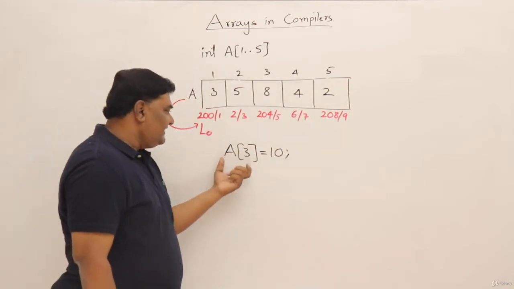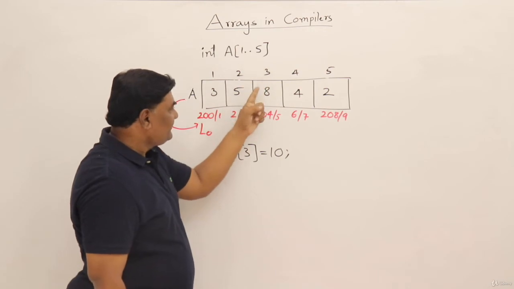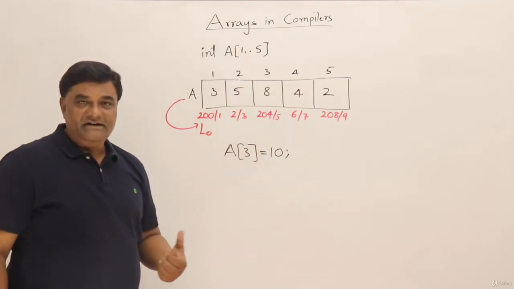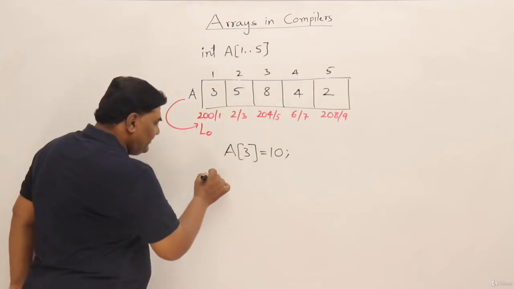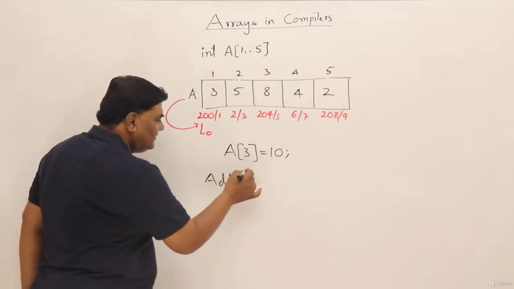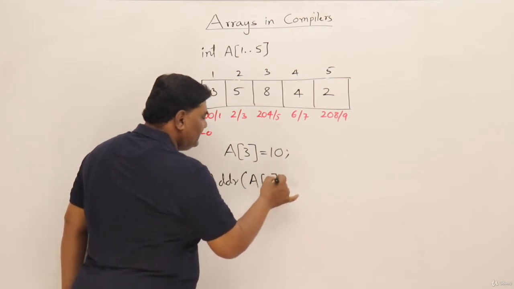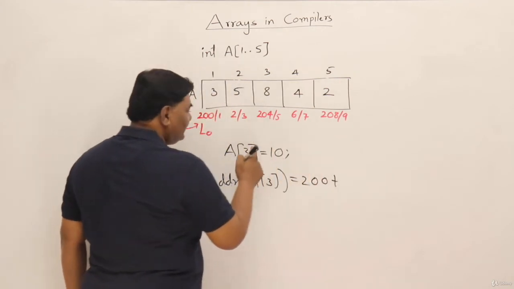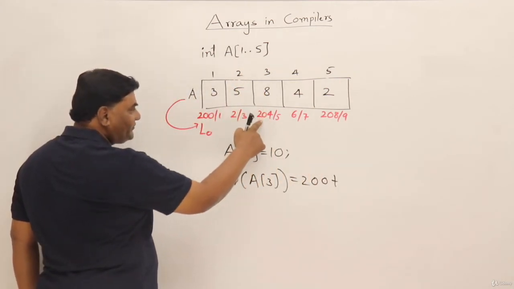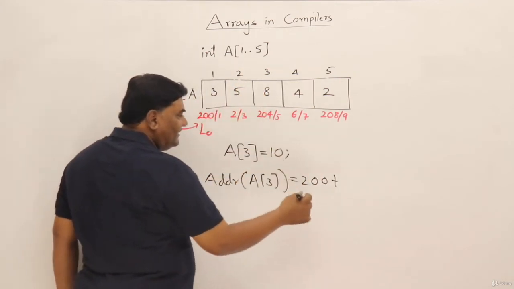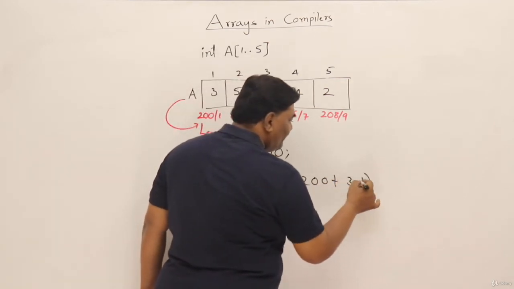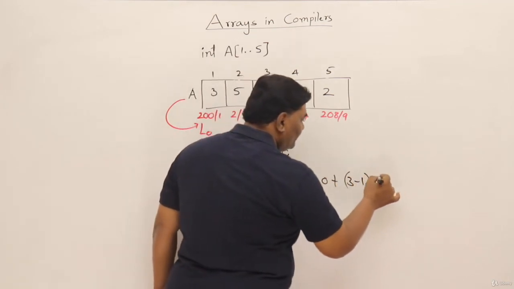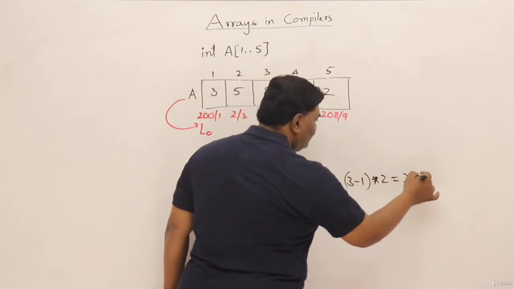Now, if I want to access any location in an array, that is A of 3, and I want to modify it to 10, how is the formula written by a compiler? For the address of location A of 3, the base address, that is 200, plus, see, the third index is this one, so it has to reach here, that is 204. So it should be 3 minus 1, 1 less, because the indices are starting from 1 onwards, into 2. So this will be 204.